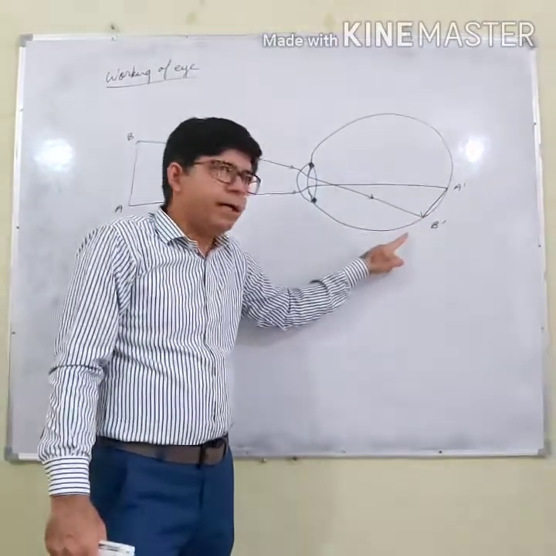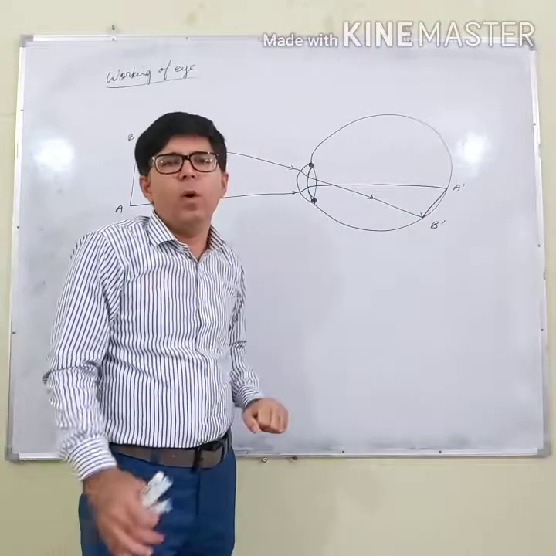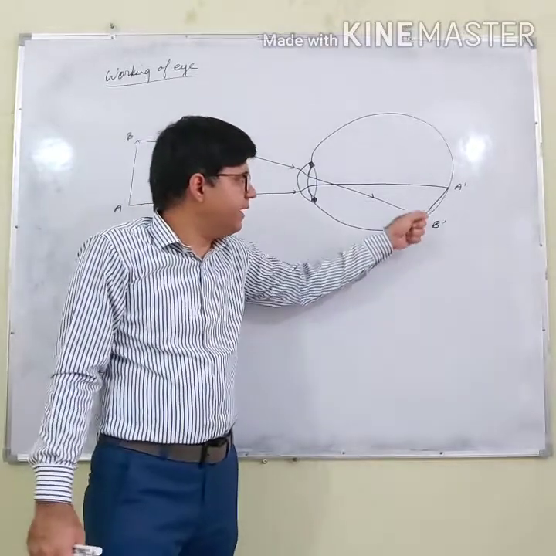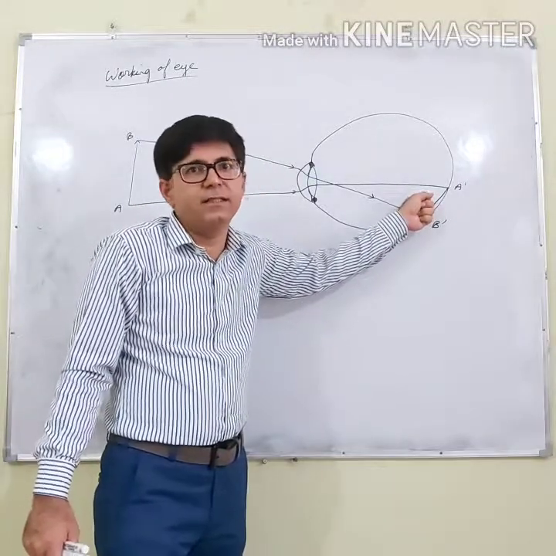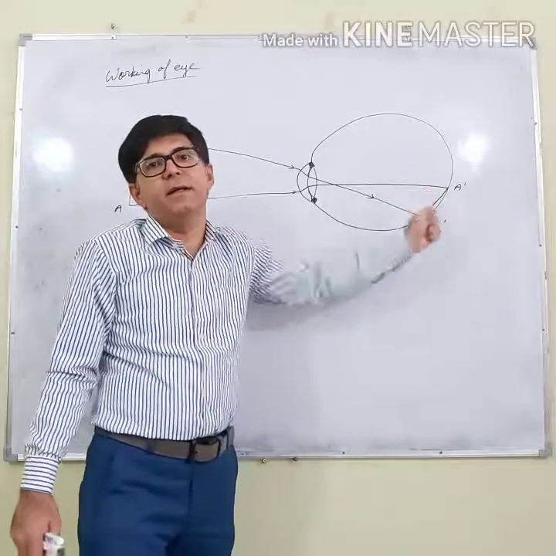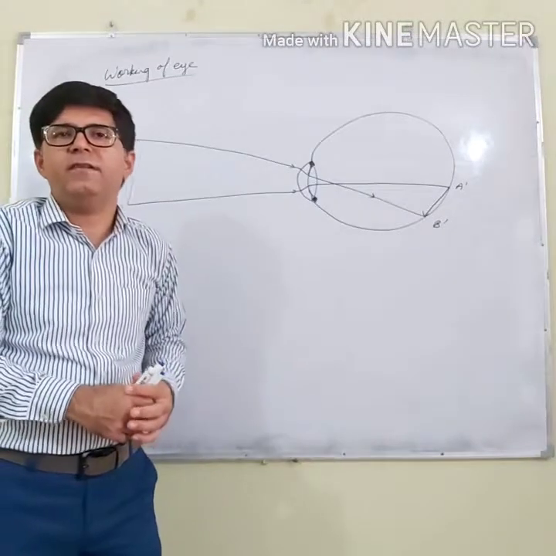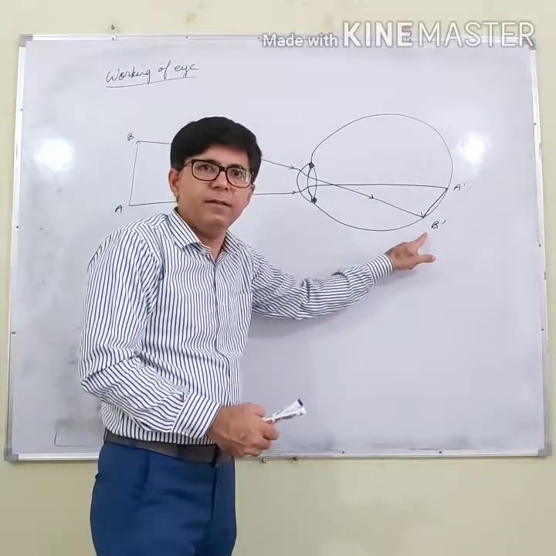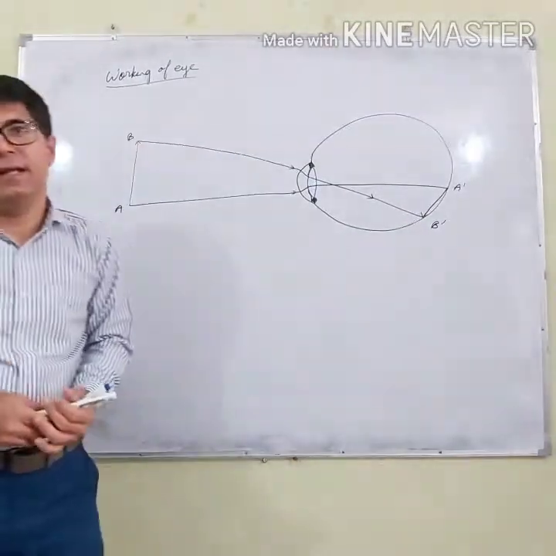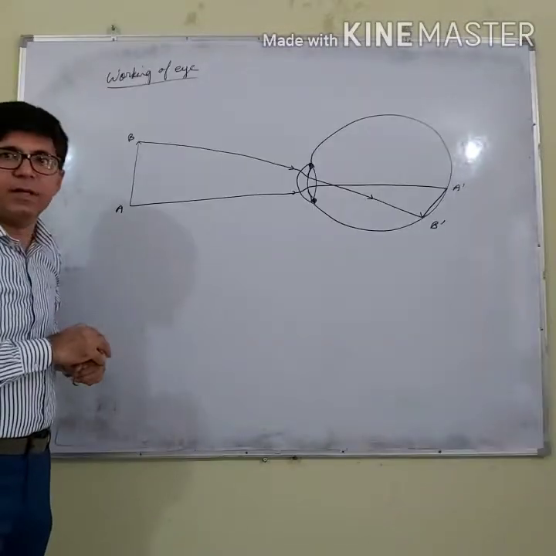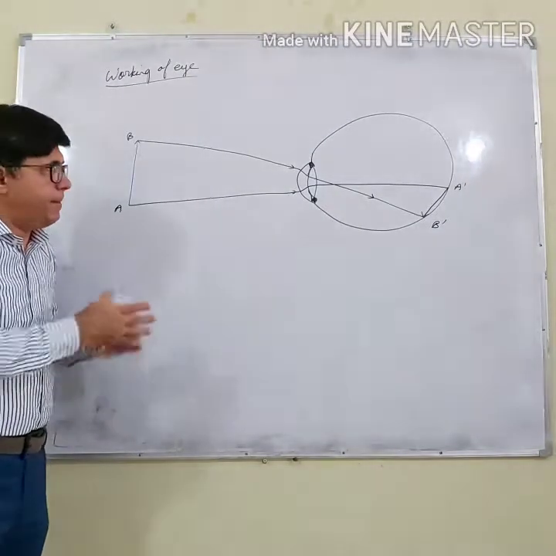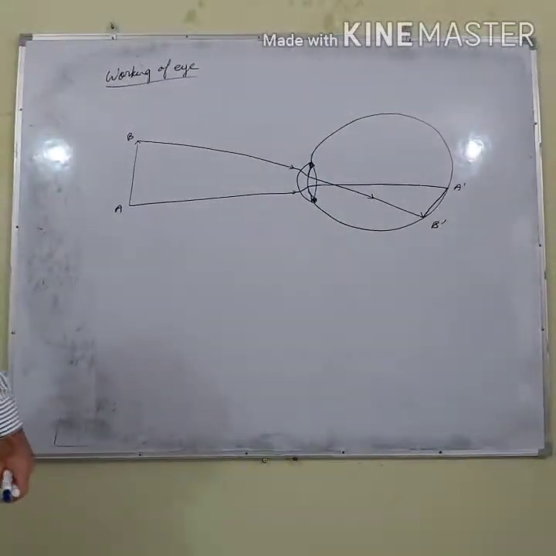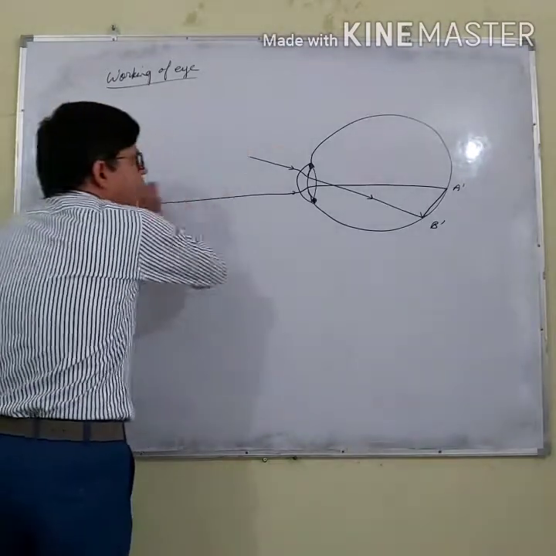Now, the retina contains a large number of cone and rod-shaped cells. These cells convert the light energy into electrical signals. These electrical signals are sent to the brain, and the brain interprets the image and we see its erect image. So this is how the working of the eye happens. In this way the eye functions. Now after that, let's do a few very important terms.